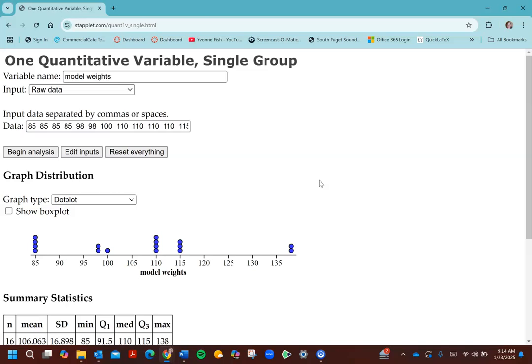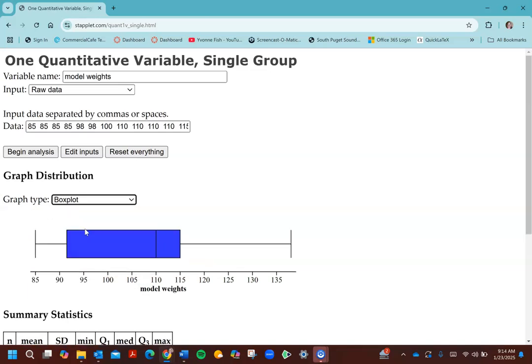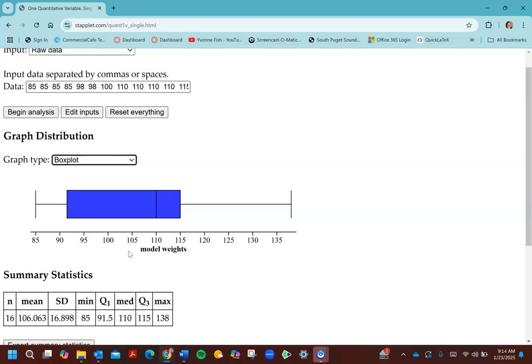And remember, it's always going to give you that dot plot, which we hardly ever use, but it's actually a little bit nice because you can make sure, like, oh yeah, I got all my data in there. You can have it automatically show the box plot, or from the drop down menu, click box plot. And I have my axis labeled there.